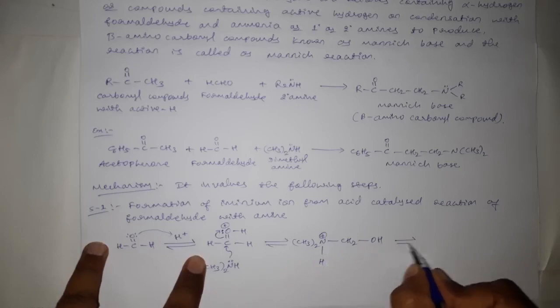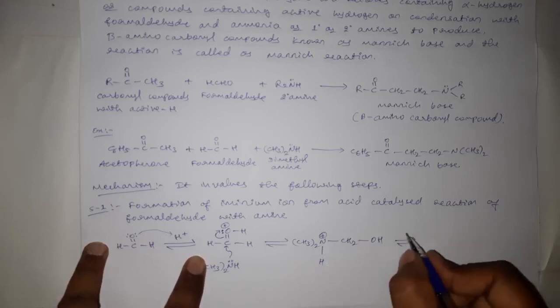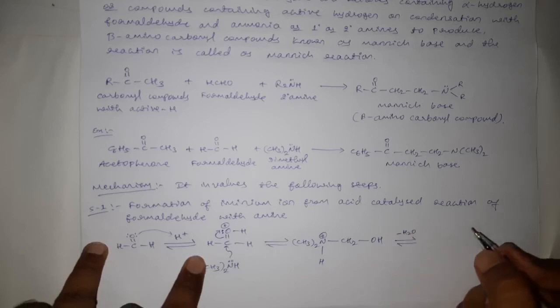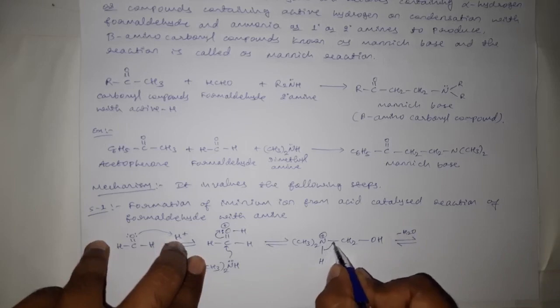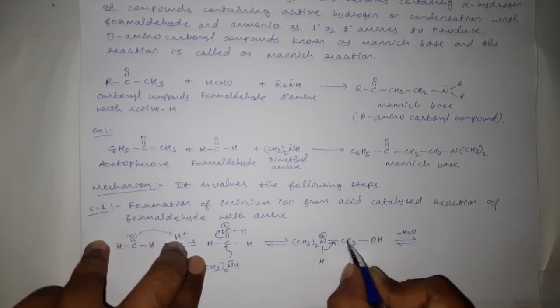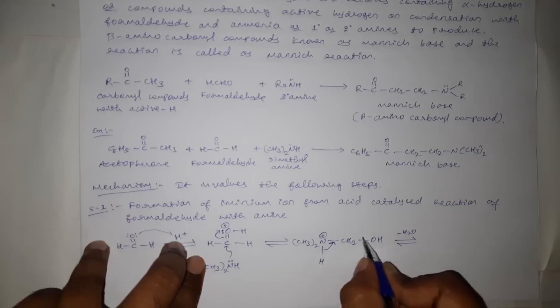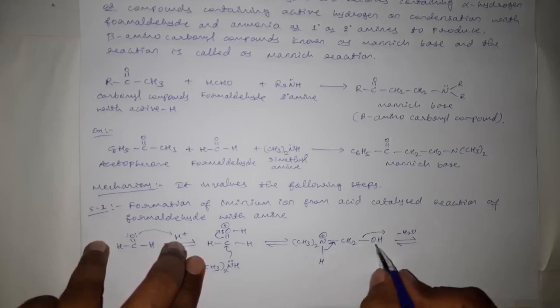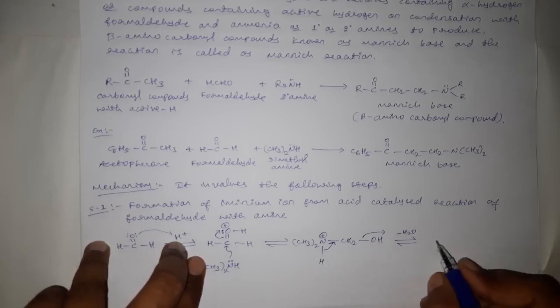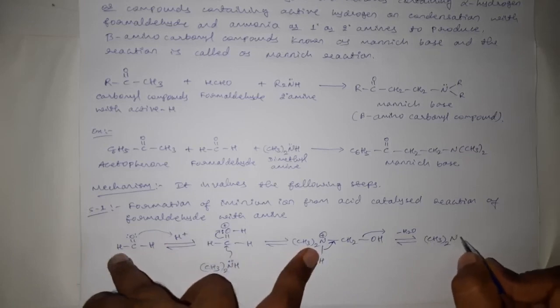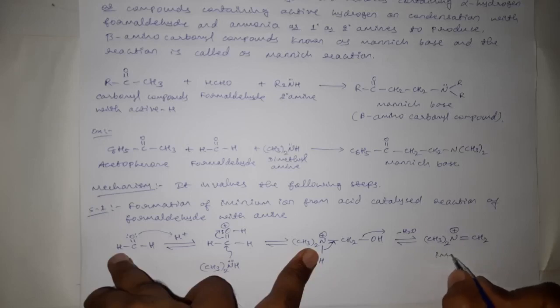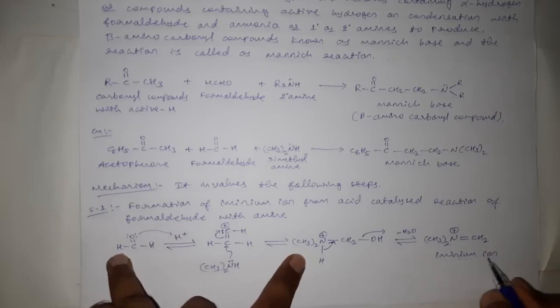And the next step is what? Dehydration. That is the loss of water molecule. The loss of water molecule takes place here. See, this bond will now move towards this nitrogen carbon single bond, and this carbon, as it is forming a new bond, will lose this OH group. This OH and H will go as H2O, and here we will have CH3 twice, N double bond CH2. And this is called what? Iminium ion. This is called iminium ion.